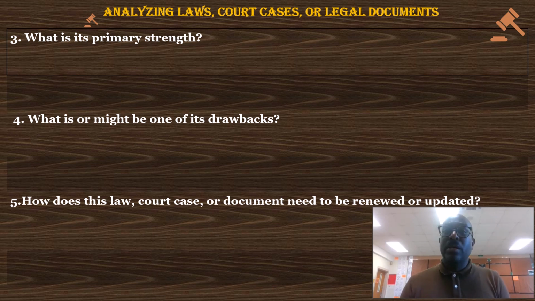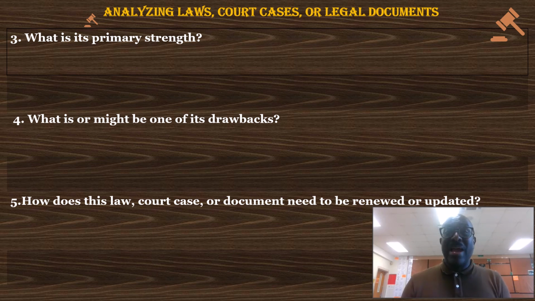How is it helping? Because of course everything has a strength and a weakness, a negative and a positive. So you want to see how the law is beneficial to the citizenry or society. And conversely, number four states what is or might be one of its drawbacks. How is it not helping the people? How is it not helping society? How is it hindering people from gaining the freedoms that they should have, just as basic human rights or civil rights? So for three and four, you want to determine what's good about the law and what's not so good about the law.